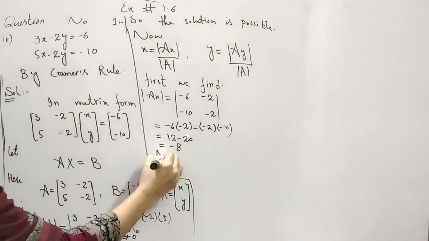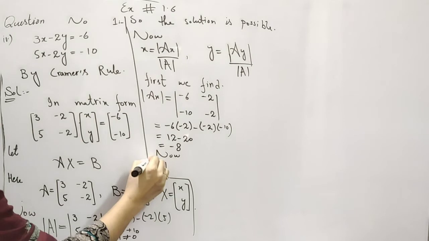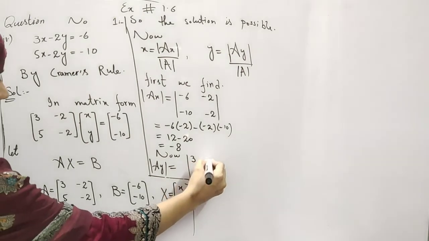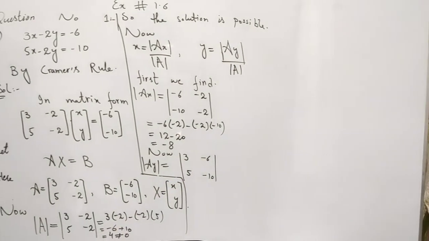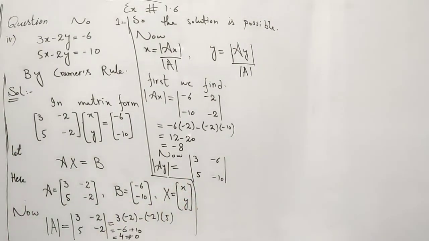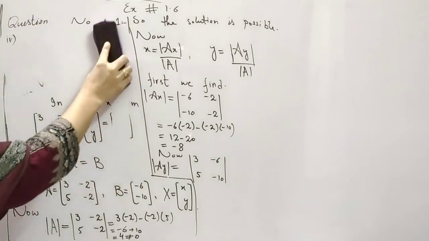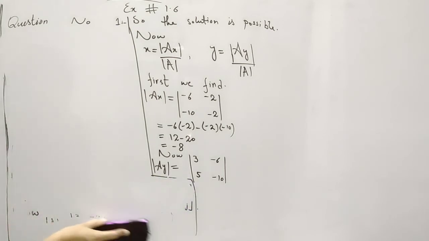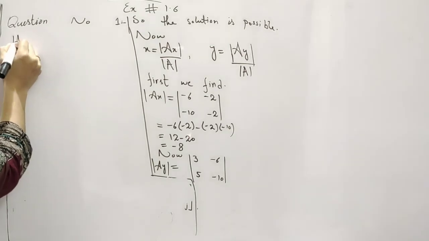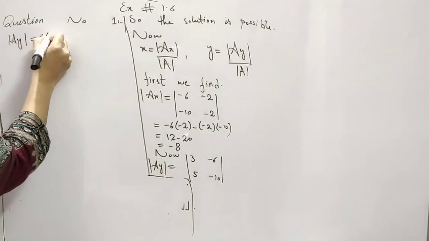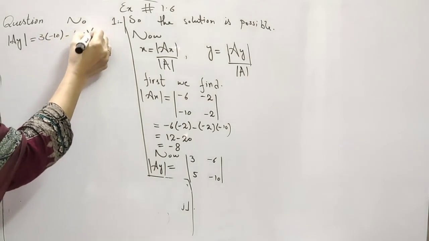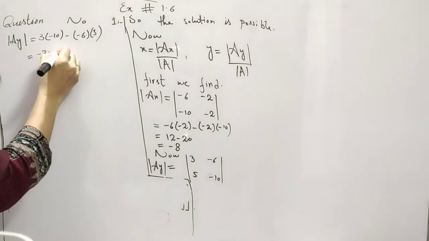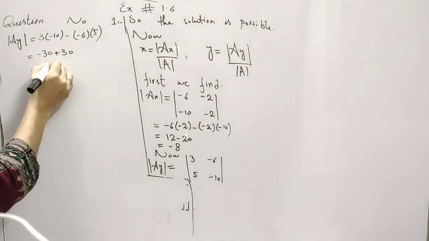Now we will find the determinant of A_y, which is equal to the determinant of 3, 5, minus 6 and minus 10. So the determinant of A_y will be equal to 3 into minus 10 minus minus 6 into 5. So it will be equal to minus 30 plus 30, and this is equal to 0.